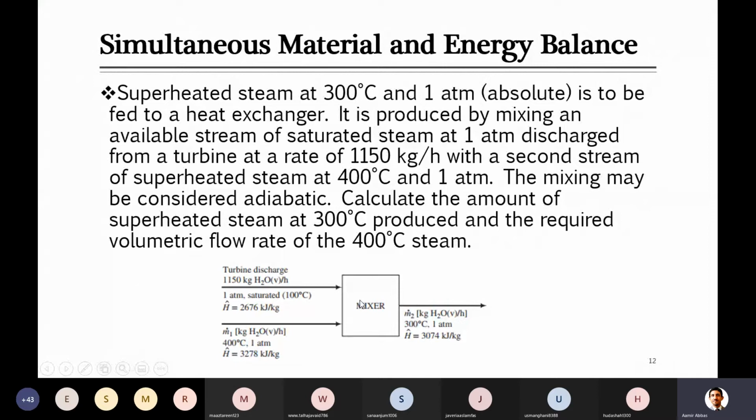And how we produce this stream, he said we mix actually two streams. One is saturated steam and the other is superheated steam, and its condition was given. For saturated steam, its pressure was 1 atm. You guys told me its temperature will be 100 definitely, and its flow rate was given. While the other stream, which was at 400 and 1 atm, its flow rate was not given.